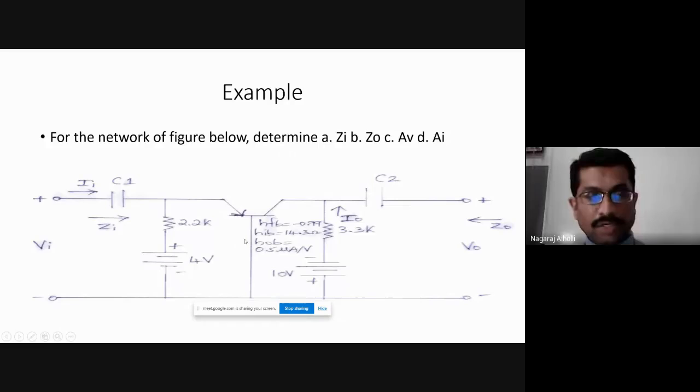Therefore, here Ro is 1 upon hob. Find out how much it is. The output resistance is 1 upon hob. The admittance is 0.5 microampere per volt. If you want resistance, what do you have to do? You have to take the reciprocal, correct? If you take the reciprocal of admittance, you will get the resistance. That is, Ro will be equal to 1 upon hob, that is 1 upon 0.5 microampere per volt. How much are you getting? What is the answer?